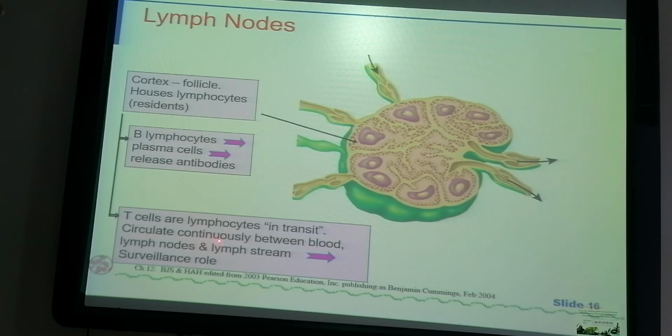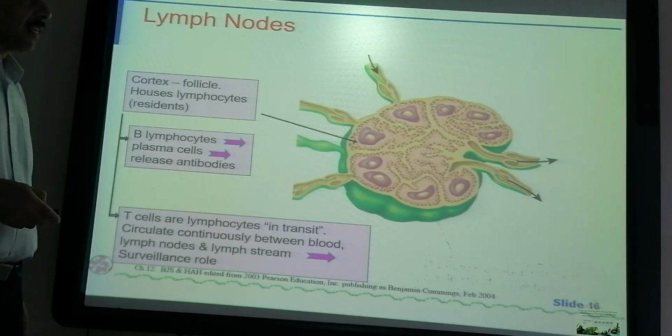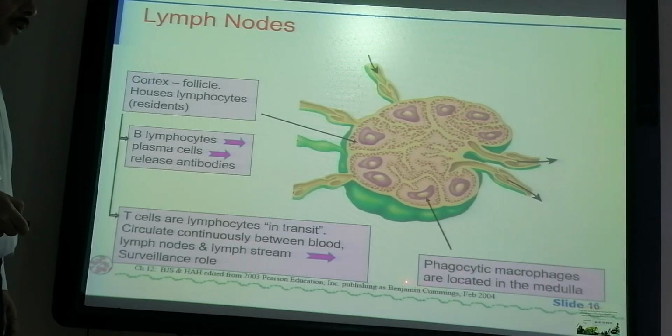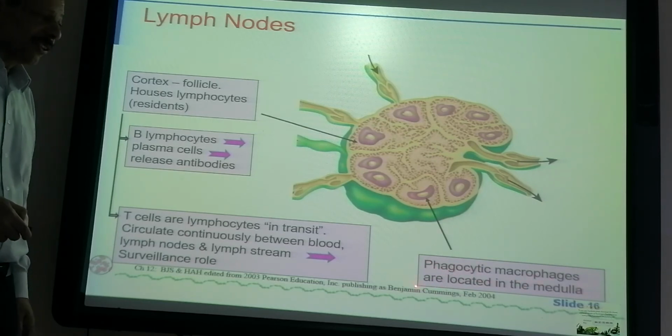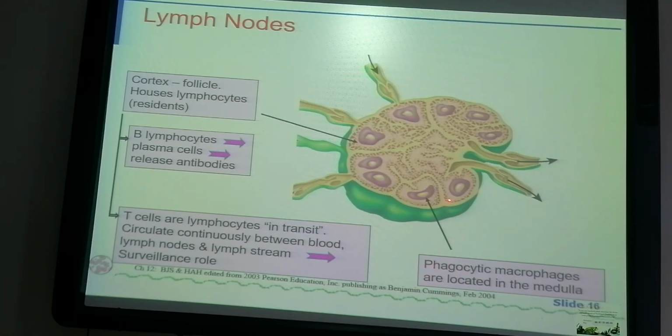transit, circulating continuously between the blood and lymph node, and also in lymph stream surveillance. So the T lymphocytes are moving between the blood and the lymphatic system. Also, the phagocytic macrophages are located in the medulla. The macrophages will engulf the bacteria or virus or the cancer cell, digest it and destroy it.